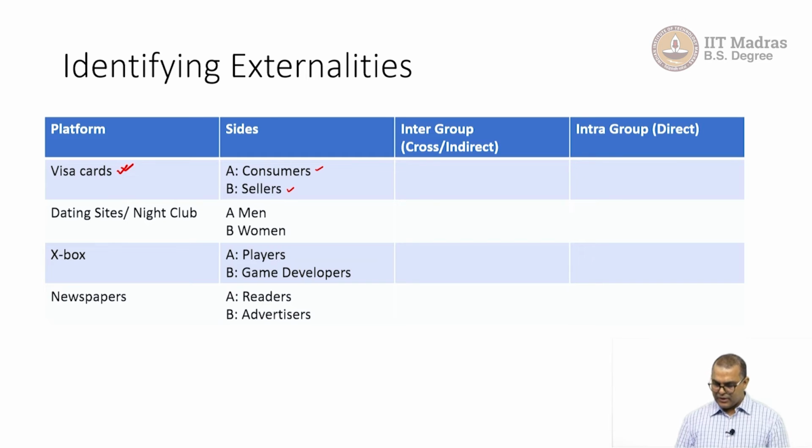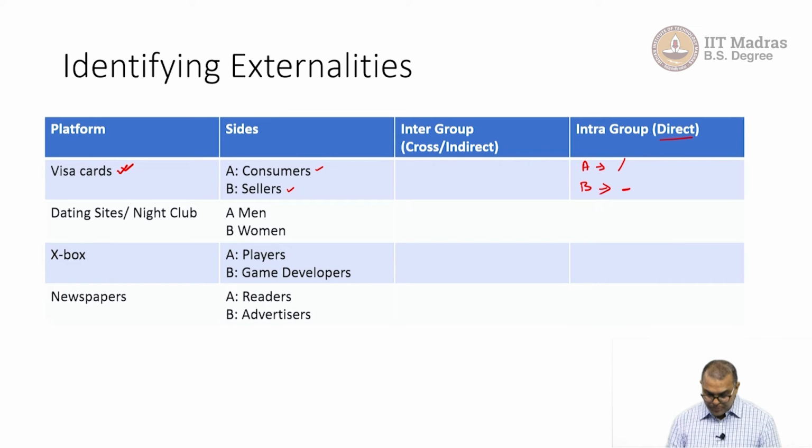So we can talk about the first direct effect. If there are more consumers of the Visa card, what would be the intra-group or direct effect? We can say for A, the direct effect is neutral. There is no direct effect. It doesn't matter to me how other people are paying. How about for B? If there are more sellers, the direct effect is negative because they are competitors.